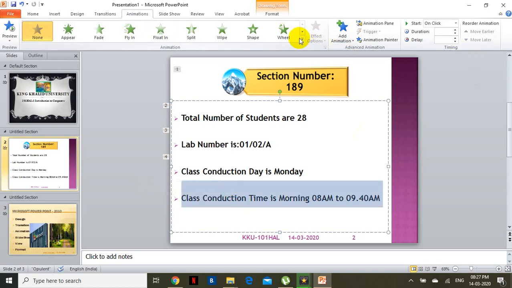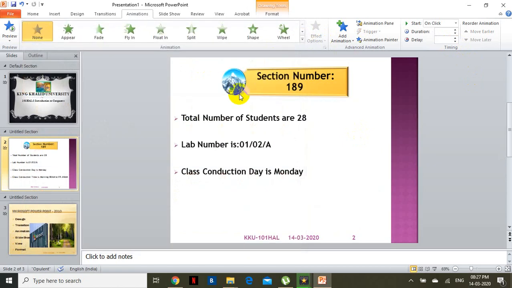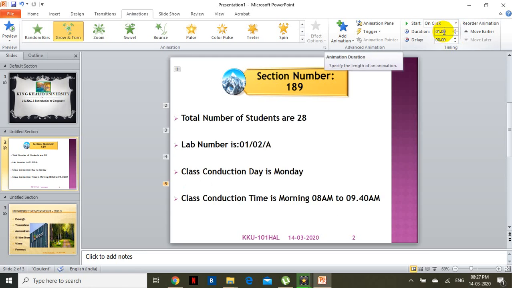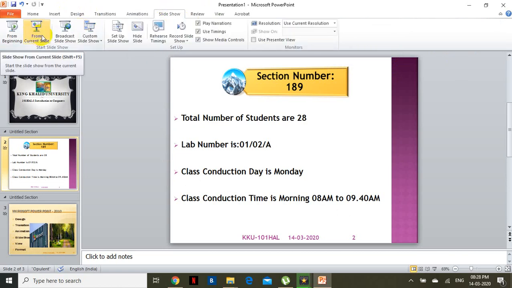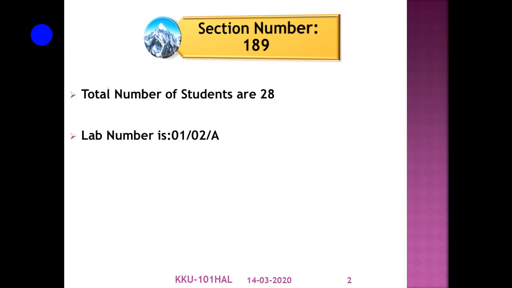I will take another one. Glow and run. Now it is 1 minute 40, you can say. This is 1 minute 20 seconds. 1 minute 20 you have to delay. Now let us see how this happens. So for checking the current slide, what is the option? Slide show from current slide. Just check. See, first one, second, third, fourth, with different animation we got it.